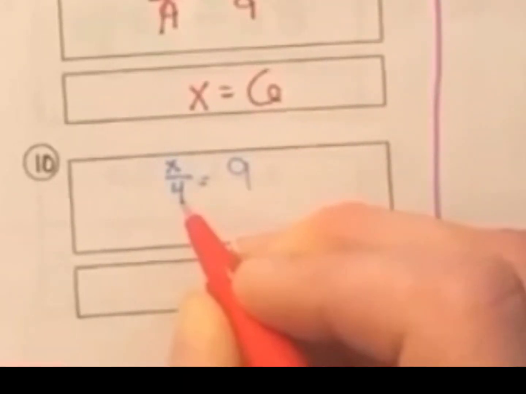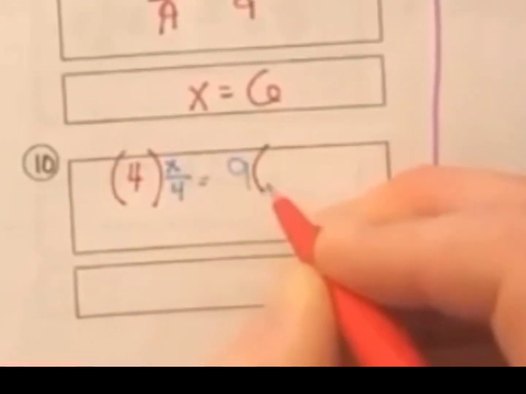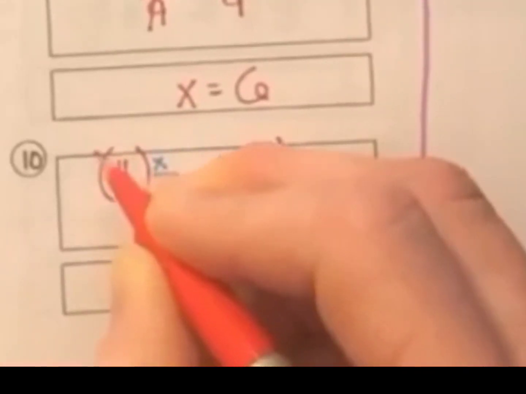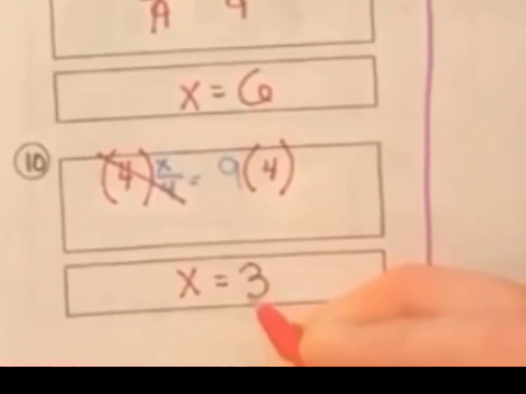x divided by 4 equals 9. Again, we want to get the x by itself, and right now it's being divided by 4. To get rid of divided by 4, we'll multiply by 4, both sides. We end up with x equals 9 times 4, which is 36.